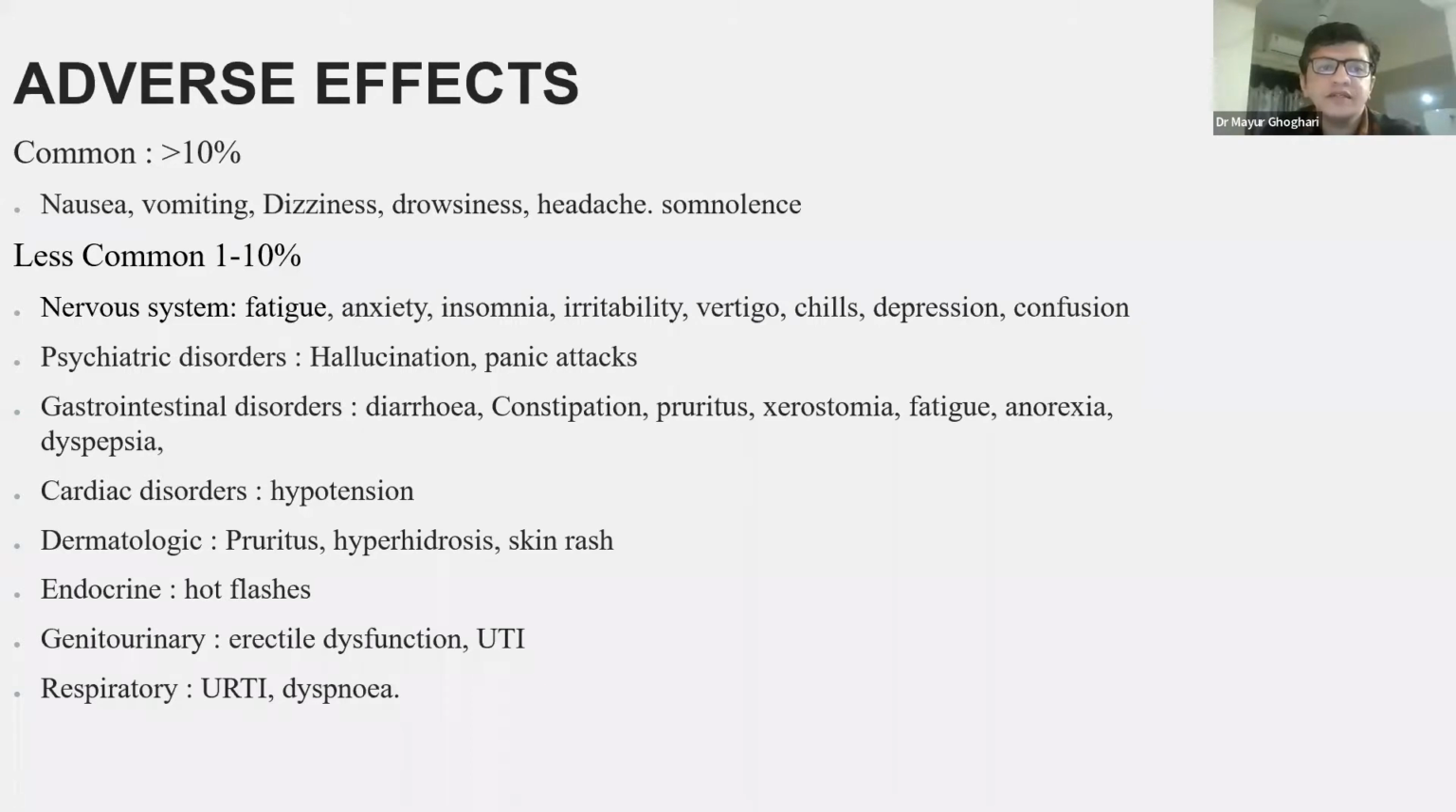Adverse effects most commonly seen are nausea, vomiting, dizziness, drowsiness, headache, and somnolence. Less commonly found are nervous system effects like fatigue, anxiety, insomnia, irritability, vertigo, chills, depression, and confusion, and psychiatric disorders like hallucination and panic attacks. Gastrointestinal disorders like diarrhea, constipation, xerostomia, anorexia, dyspepsia; cardiac disorder like hypertension; dermatologic effects like pruritus, hyperhidrosis, skin rash; endocrine hot flashes; genitourinary erectile dysfunction and UTI; respiratory upper respiratory tract infection as well as dyspnea.